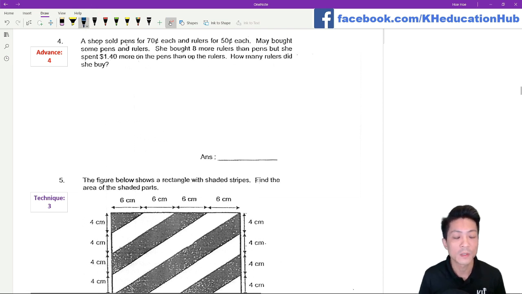Question 4. The shop sold pens for 70 cents each and rulers for 50 cents each. May bought some pens and rulers. She bought 8 more rulers than pens, but she spent $1.40 more on the pens than on the rulers. How many rulers did she buy? This question we need to draw a model. So first I'm going to draw a model, a rectangular block that represents the number of pens.